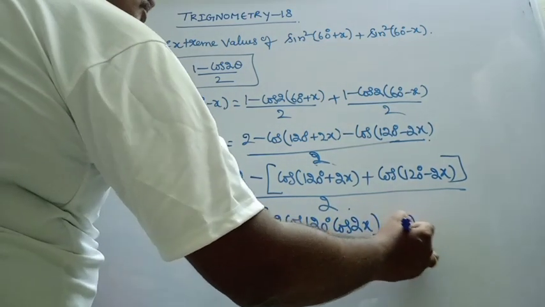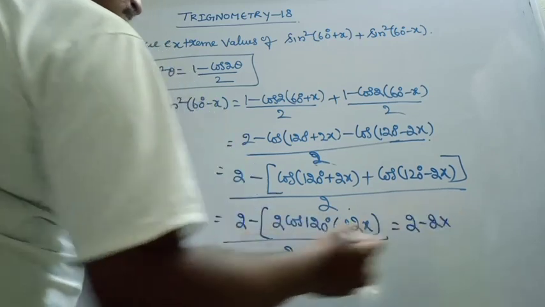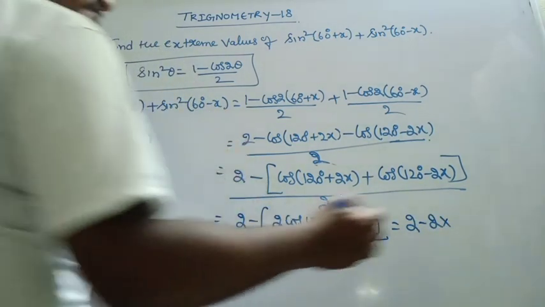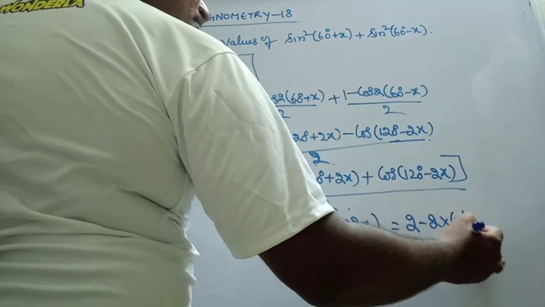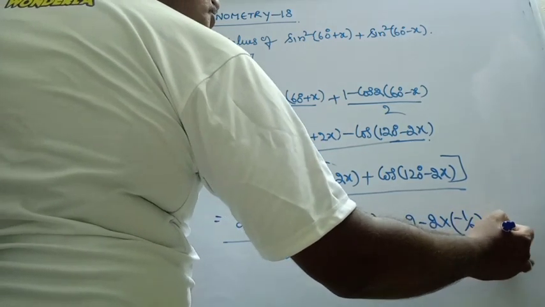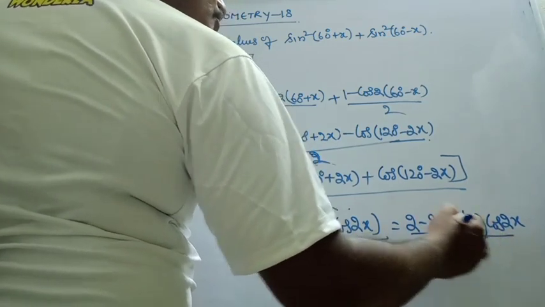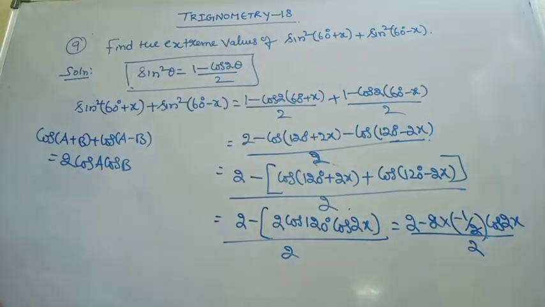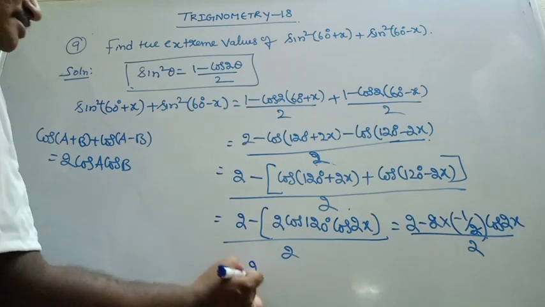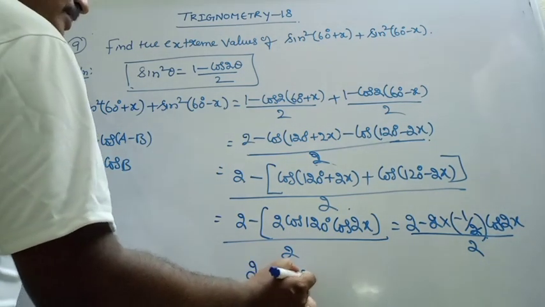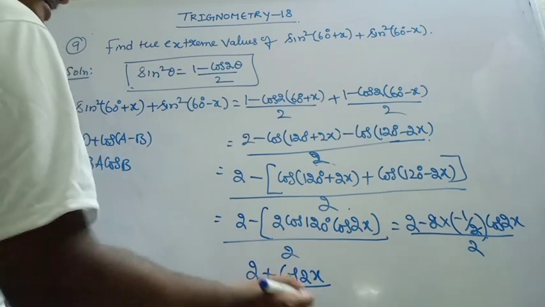Now this equals 2 minus 2 into cos 120 degrees. You know that cos(90 plus 30) is minus sin 30, that is minus 1 by 2. Minus 1 by 2 into cos 2x by 2, like this. Now 2 will cancel, minus into minus is plus, so you have got this as 2 plus cos 2x by 2, like this.